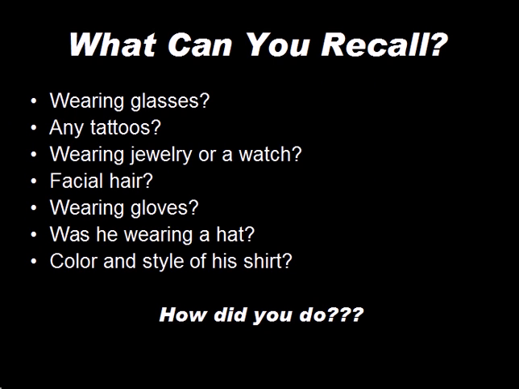Okay, I know it wasn't very long. Sometimes that's about as much of a look as you're going to get at a suspect. So let's see what you can recall. Was the suspect wearing glasses? If so, what type? Did you see any tattoos? Was he wearing jewelry or a watch? Did he have facial hair? If so, what type? Was he wearing gloves? Was he wearing a hat? What was the color and style of his shirt? Take a minute real quick and let's see how you score. Give yourself 5 points for each one of these questions. And hopefully you end up with a score of about 35 or 40. Let's find out. Let's see how you did.